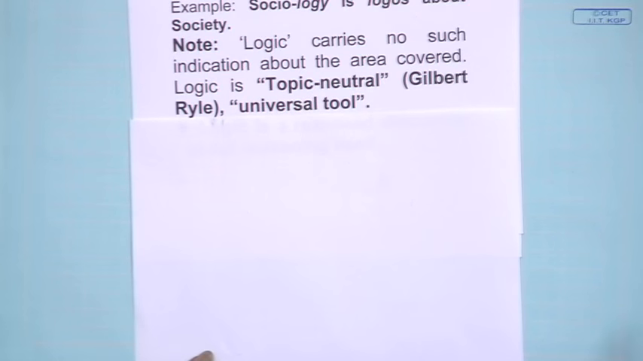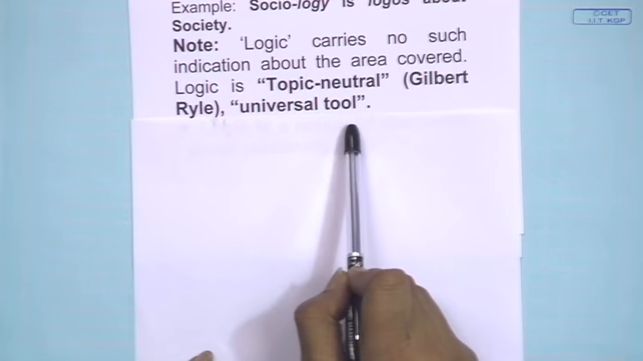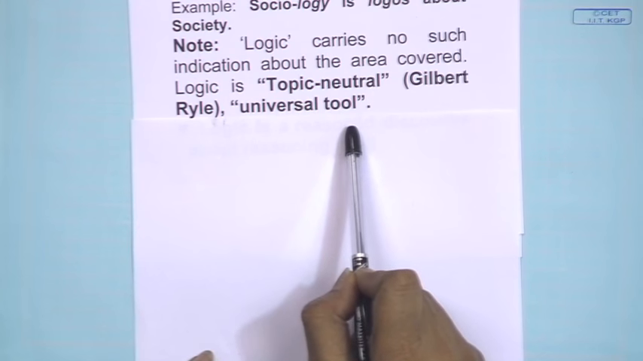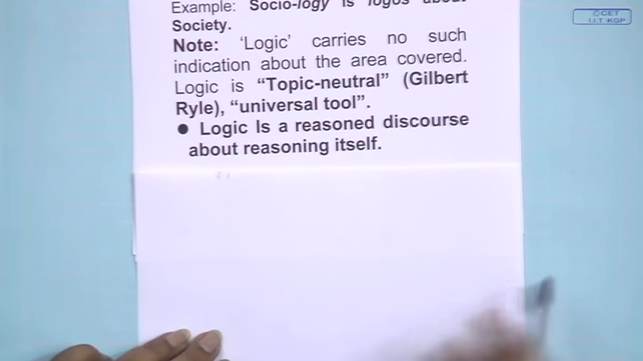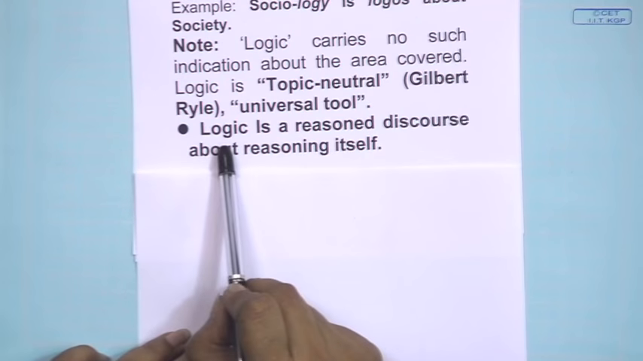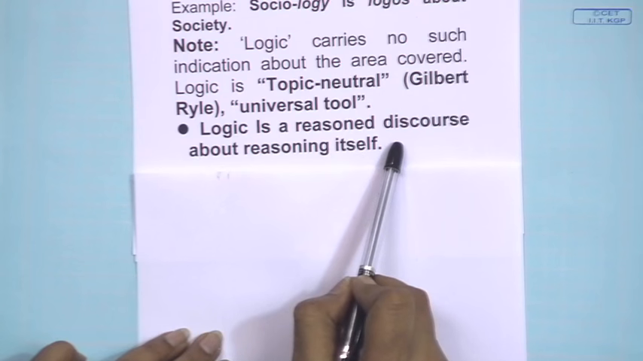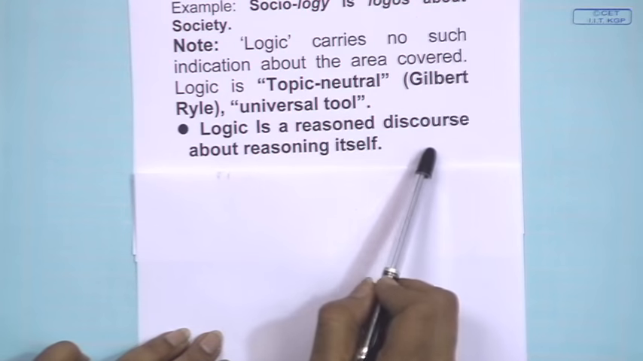It means that it does not matter where you are applying logic, it will be a tool. This is the reason why often, like mathematics, logic is called a universal tool. No matter which subject domain you are applying it to, it will give you some help. So, in a way, what we have just found out is that, being a kind of logos, logic is a reason discourse. But what is its content?